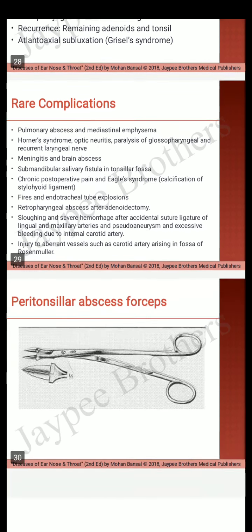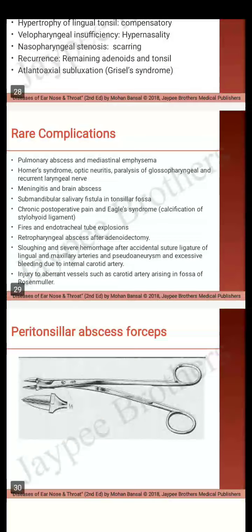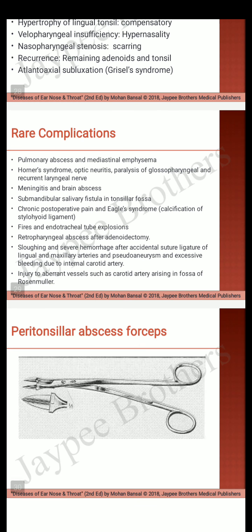Rare complications can occur: peritonsillar abscess, draining forceps. This is the Quinsy forceps.